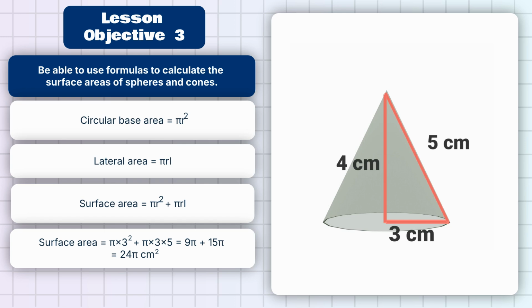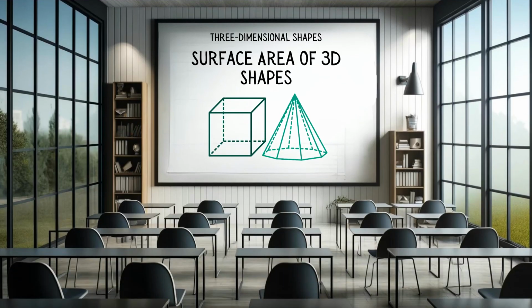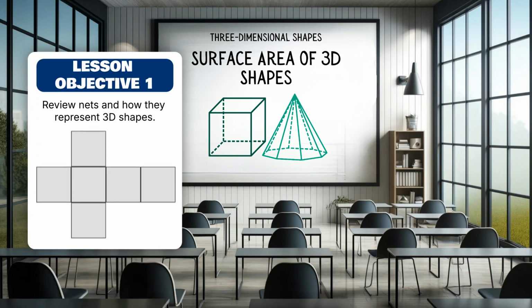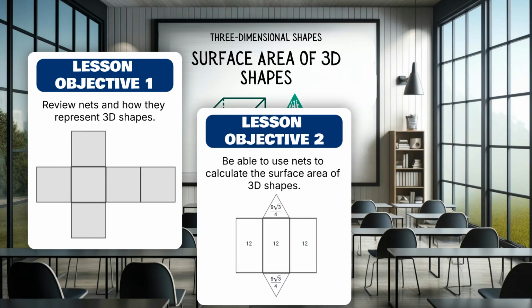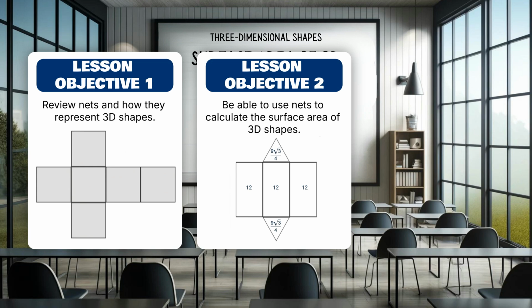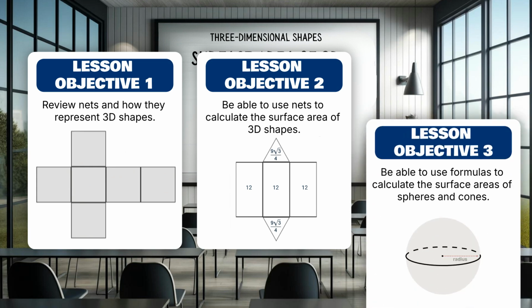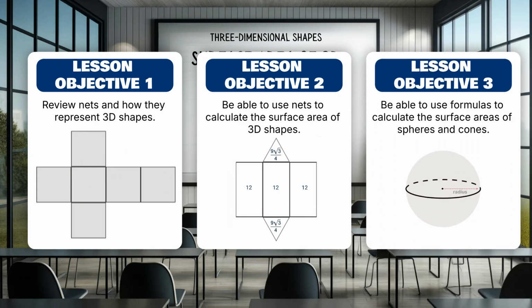In today's lesson, we explored how to calculate the surface areas of different 3D shapes using the intuitive notion of nets. We began by understanding what nets are and how they help in visualizing and deconstructing 3D shapes into 2D components. We then applied this knowledge to specific shapes such as prisms and pyramids. Finally, we learned how to use formulas to find the areas of spheres and cones. Understanding and applying these techniques equips us with valuable tools for solving practical geometry problems efficiently.